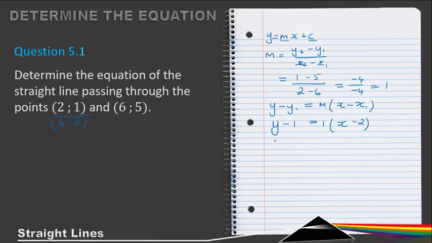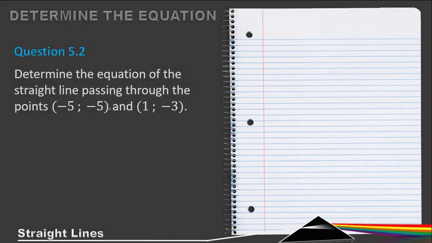And then we just put it in its standard form. So y minus 1 equals, if I multiply the 1 in, it's just x minus 2, and then y equals x minus 2, bring the 1 over, it becomes plus 1, y equals x minus 1. So my gradient is 1 and my c value is minus 1.